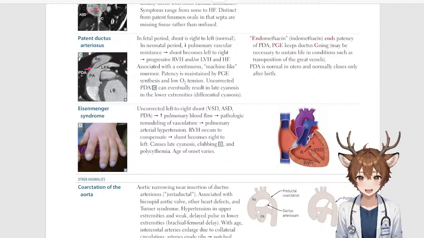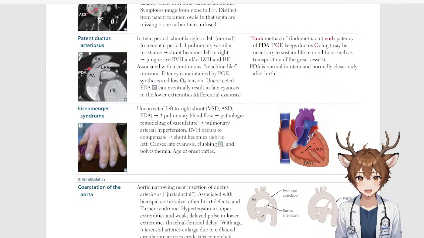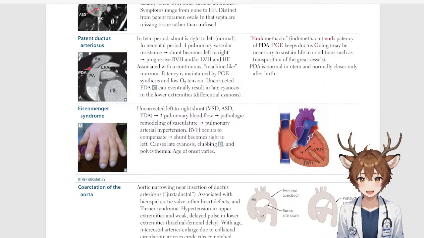So basically, Eisenmenger syndrome is not necessarily its own independent pathology with a completely unrelated origin. It is caused by a VSD or ASD or PDA, which eventually progresses into Eisenmenger syndrome.